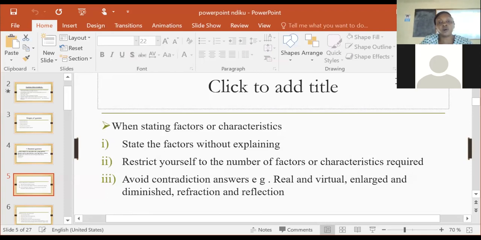You also avoid contradiction when you are answering. For example, if it's characteristics of an image, the image cannot be real and at the same time virtual. So you have to avoid mentioning the 2 words, otherwise you will contradict yourself. Also, if the image is enlarged, it cannot be diminished. So when we are stating, we should try to avoid those words to contradict ourselves.